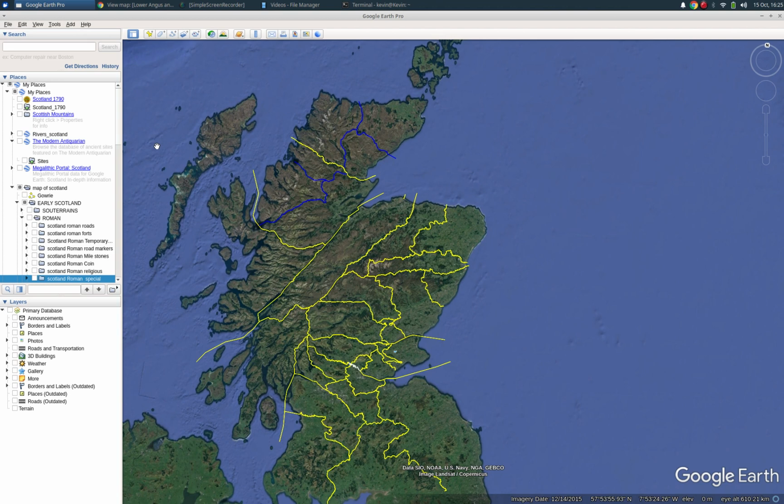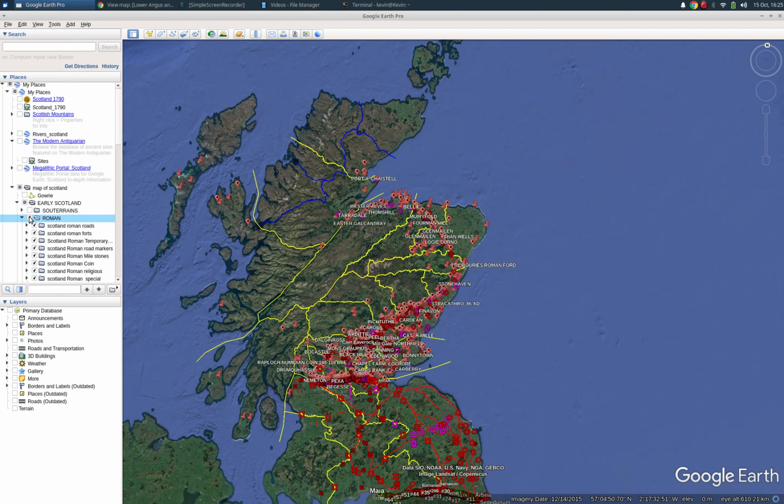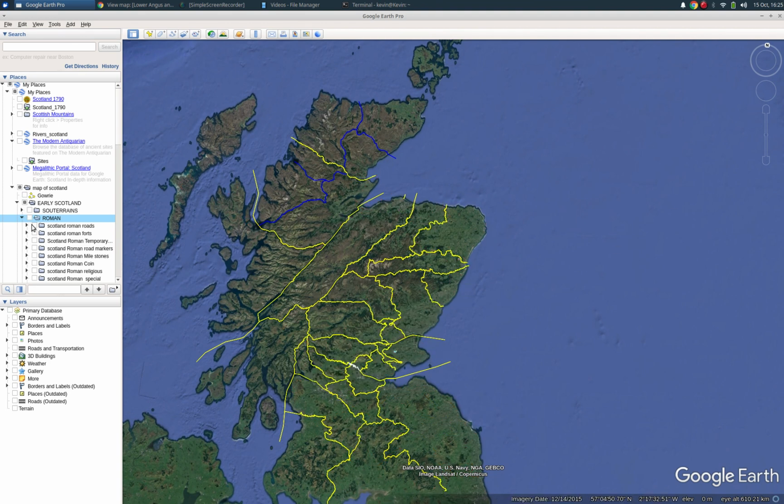Now, one of the biggest problems with this particular map is that there are now so many data points on it that the map can effectively be poisoned. It's very difficult to see anything on this map. This is just the Roman finds and information in the north of Scotland. But it is possible to look at it in a slightly less cluttered way.